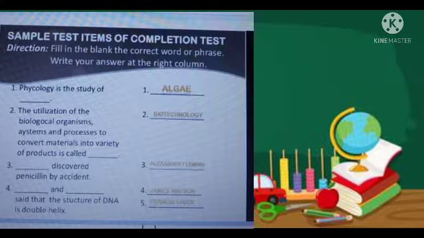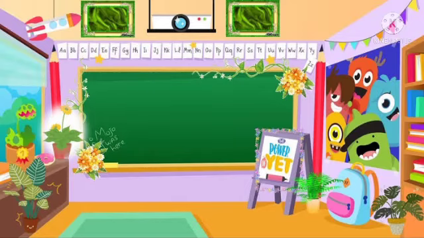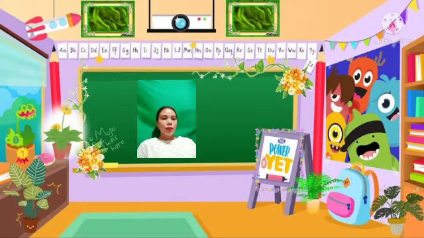And number 4. Blank and blank said that the structure of DNA is a double helix. So the answer to that is James Watson and Francis Crick. Now let's proceed to the guidelines for the formulation of a completion type of test. The following guidelines can help you to formulate a completion type of test.